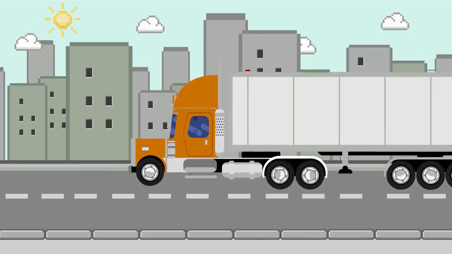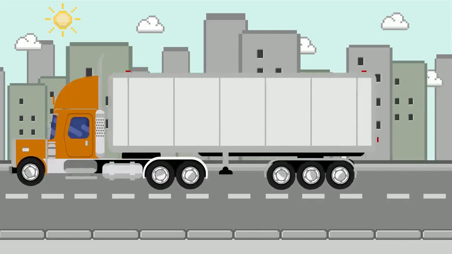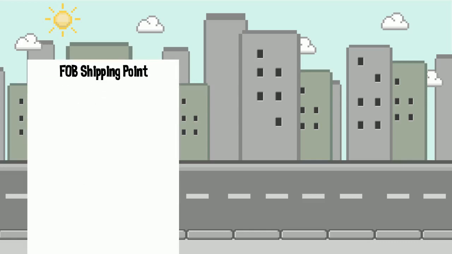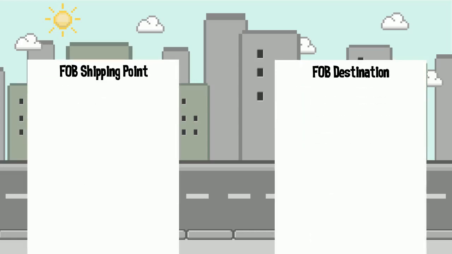Another inventory consideration is that of freight or shipping charges. When you order inventory, it has to get to you. There are 2 options for shipping terms: FOB shipping point and FOB destination. These terms determine when title or ownership transfers from seller to buyer and who is responsible for the shipping charges. FOB stands for free on board.